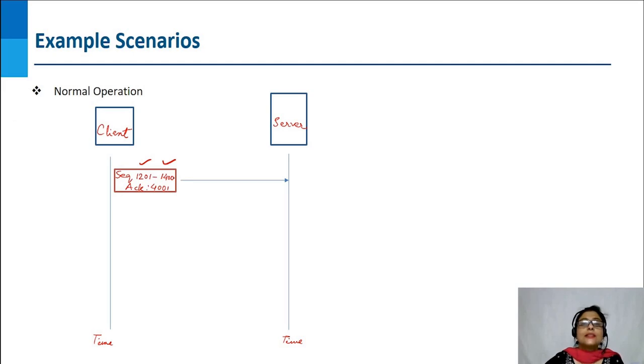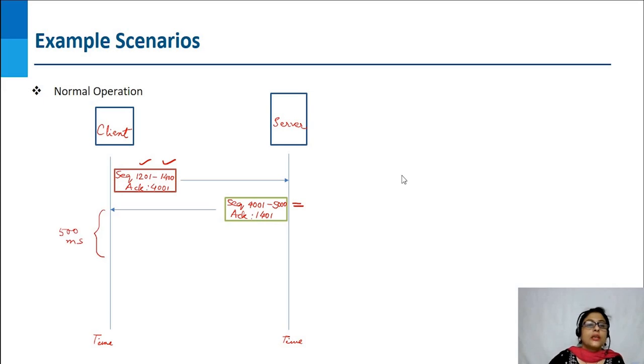Now this client sends this data segment to the server, and the server again sends the acknowledgement. So that means it has received all the segments. That is the reason it has sent the acknowledgement 1401. It should be 1400 plus 1. So it is 1401. And it is sending in return the data bytes from 4001 to 5000. So this is the sequence number that is being sent from the server end to the client end.